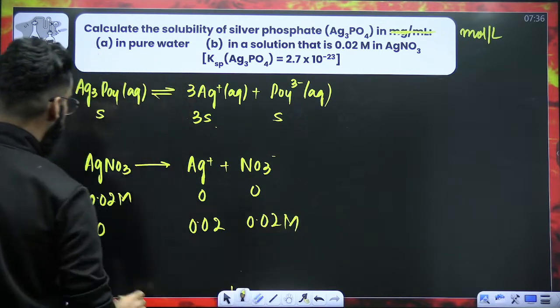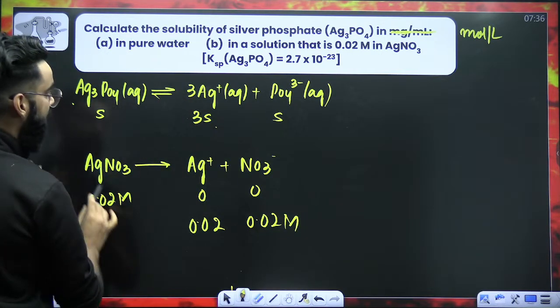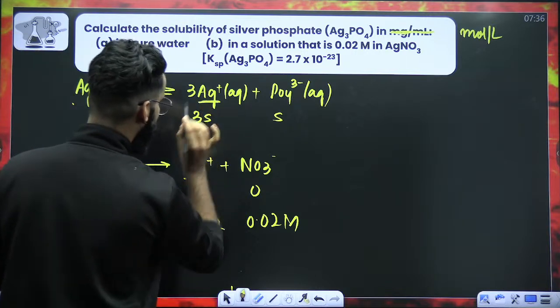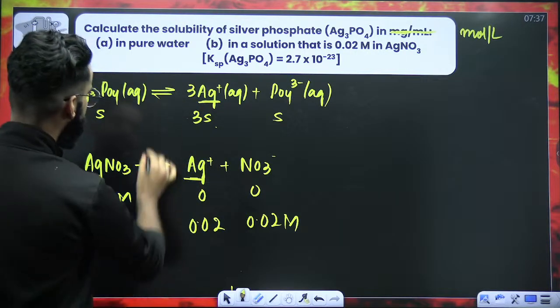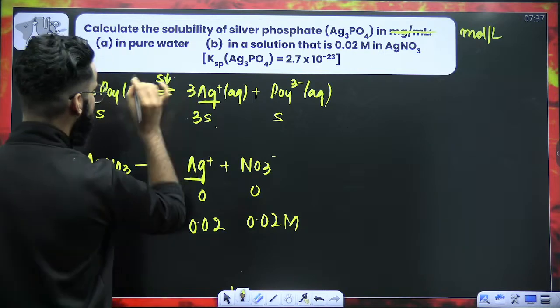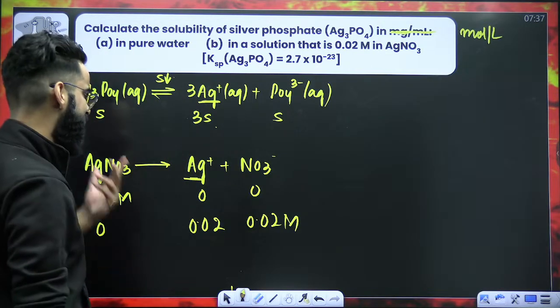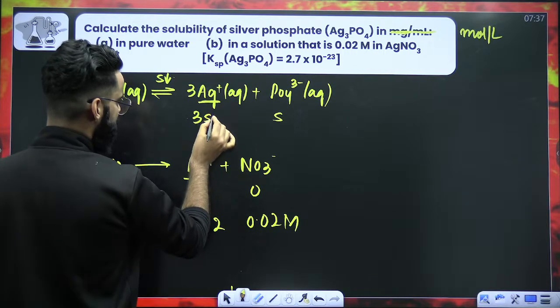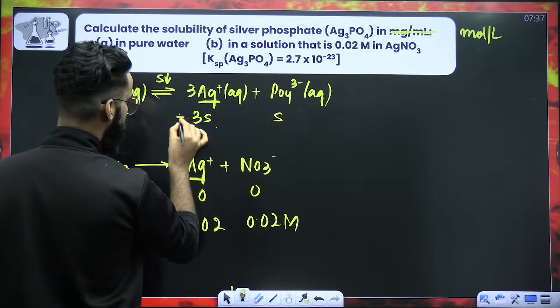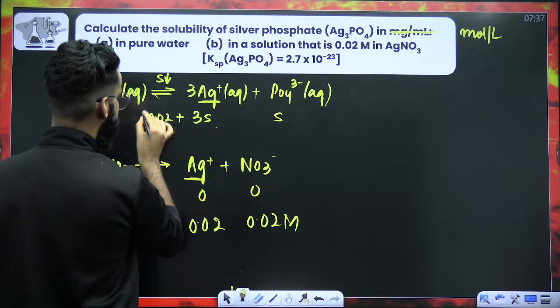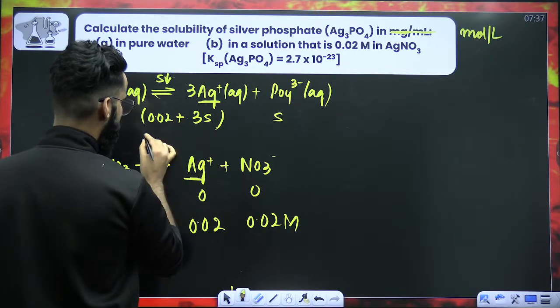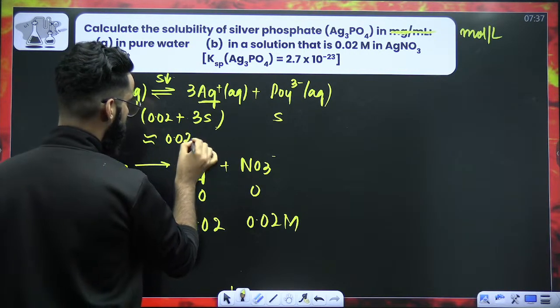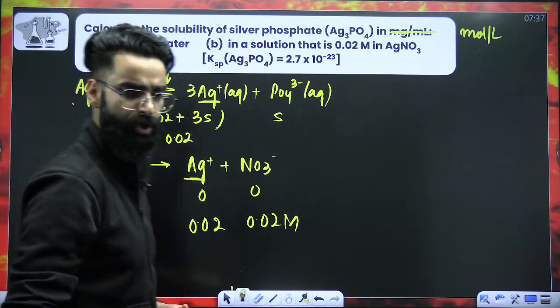Now tell me one thing. Weak electrolyte, strong electrolyte, both are having one ion in common. Which effect will operate? Common ion effect. Due to which the solubility of this weak electrolyte will decrease, right? And eventually you can neglect solubility S. So what is the total common ion concentration? 3S and 0.02. So 3S plus 0.02. This is the total common ion concentration, which can be further written as only 0.02 because solubility is suppressed due to common ion effect, right?